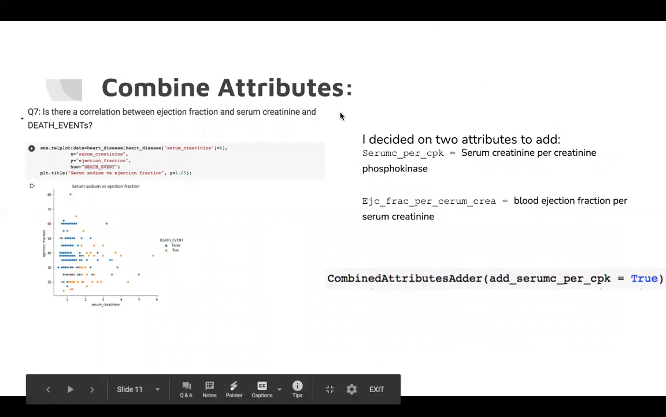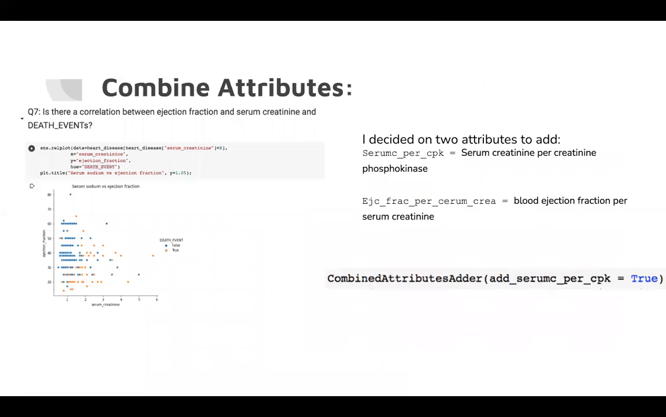So next, I'm going to talk about my combined attributes. To be honest, this was pretty hard to figure out, if I even needed this. I felt like combining a lot of these just didn't make any sense. But you'll see, in the end, I decided to just take it out anyway. But I want to talk about how I even used it.